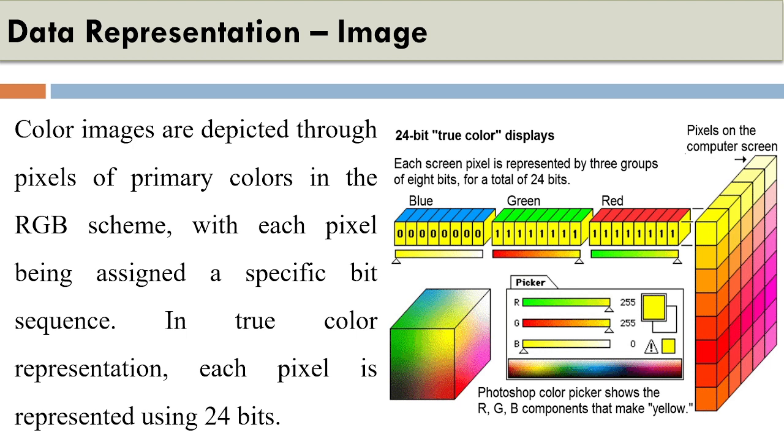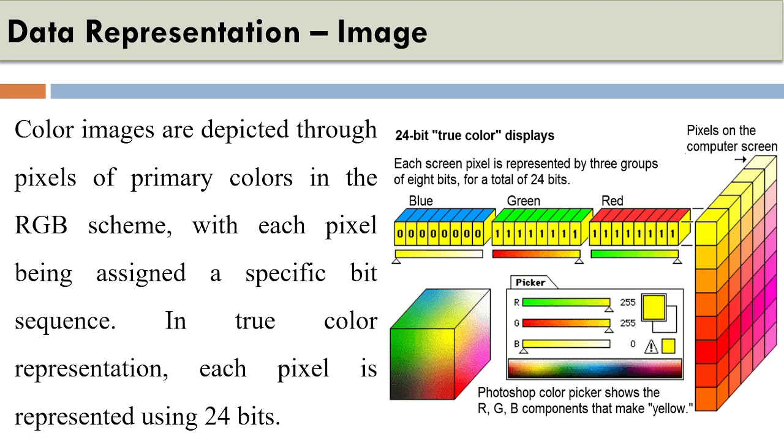So we all know the primary colors are red, green, and blue. Each pixel is assigned a specific bit sequence; in true color, each pixel is represented in 24 bits. So we can see that blue has been given 8 bits, green 8 bits, and red 8 bits. Depending on the combination of these three, the intensity of the blue, green, and red, and the mixture of these will create different colors. And this represents the true color display.